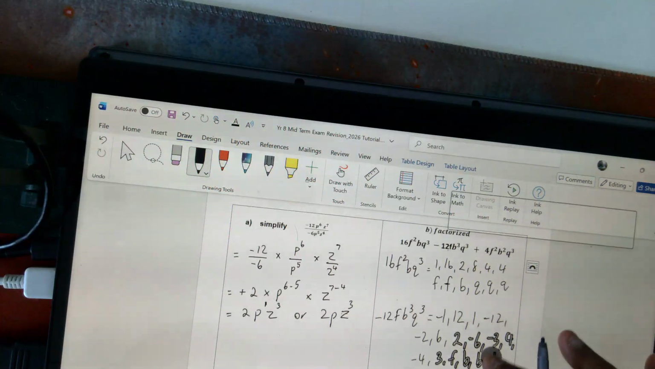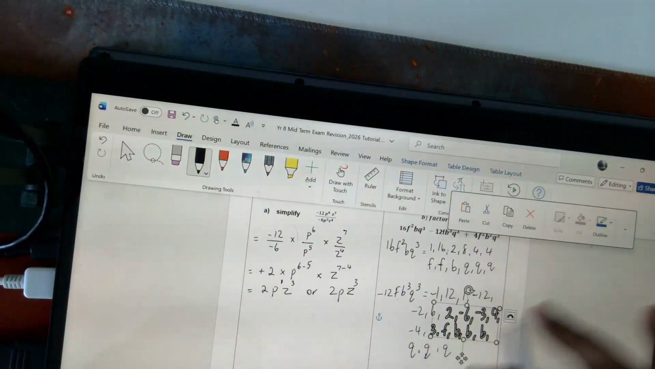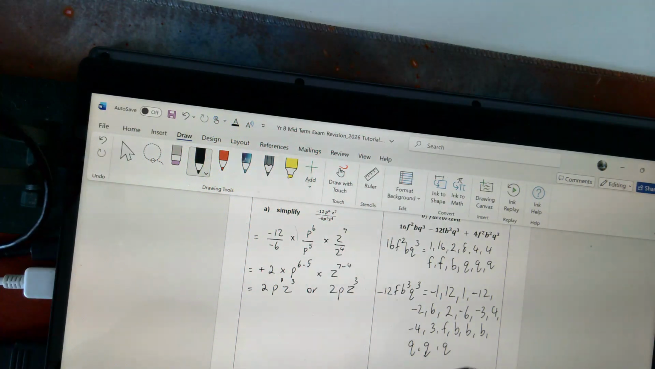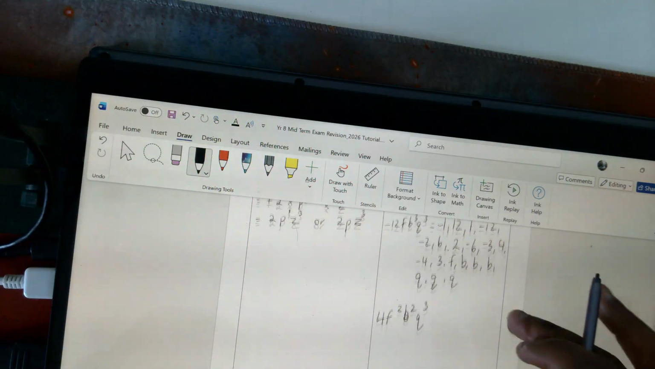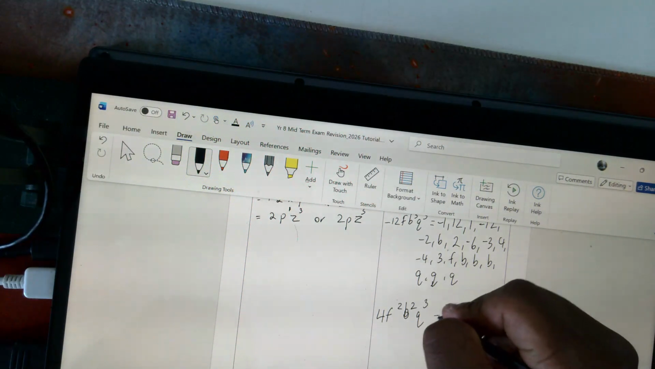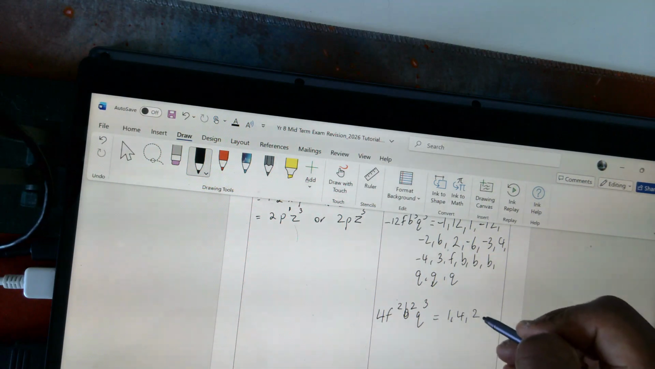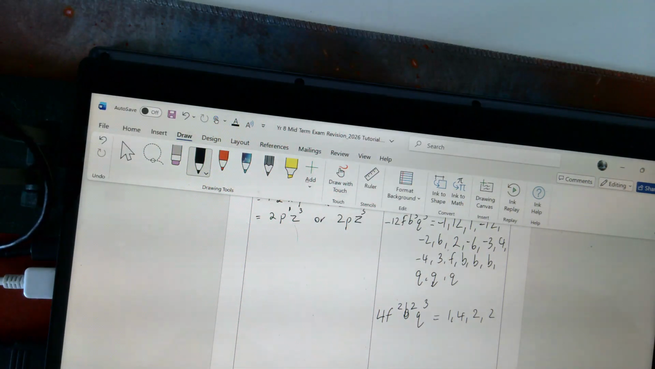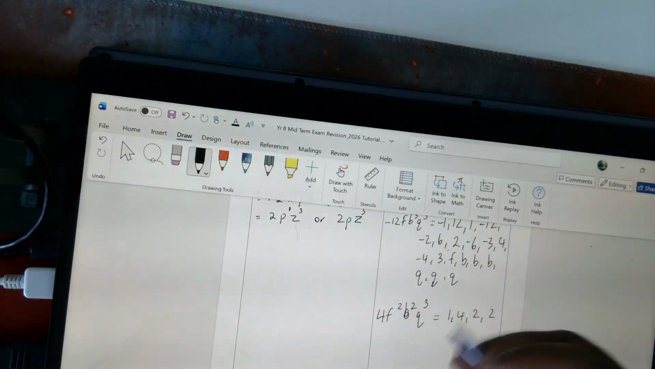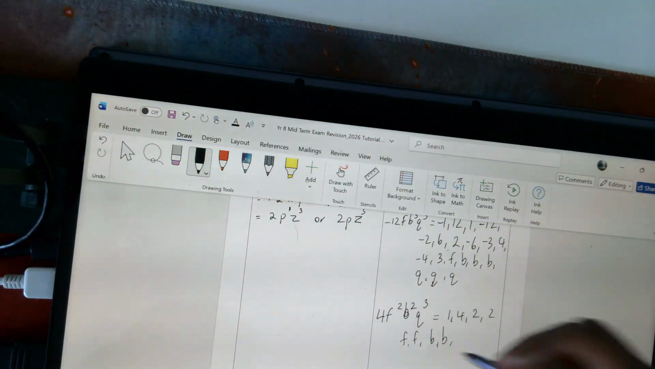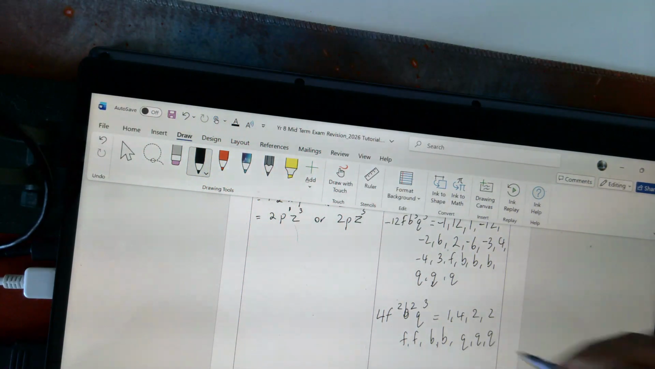And then going down, I have 4f squared b squared q cubed. Again, I know the factors of 4, and this time 4 is positive, so I only need the positive terms, 1 and 4, 2 and 2. And for f squared, I've got f times f, b times b, q times q times q.